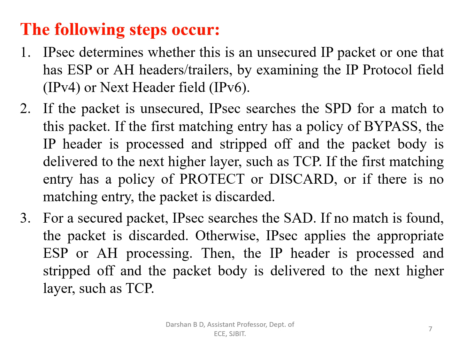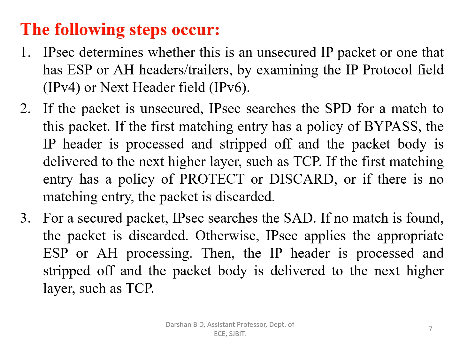If the first matching entry has a policy of bypass, the IP header is processed and stripped off and the packet body is delivered to the next higher layer such as TCP. If the first matching entry has a policy of protect or discard, or if there is no matching entry, the packet is discarded.